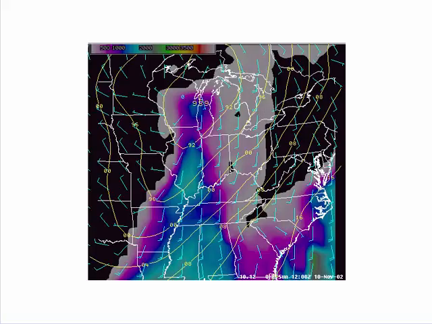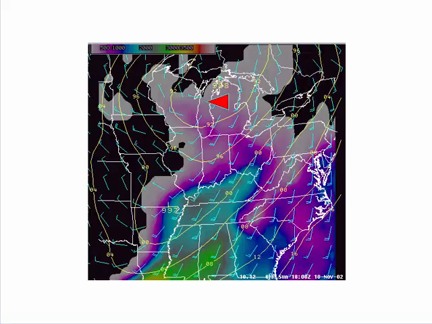Here's the Eta with the MSLP as well as the surface winds and CAPE, which is shaded here. Pretty strong low over the western Great Lakes at this time. Let's advance to the 6-hour forecast. And the low is moving slowly to the east with a cold front extending something like that.